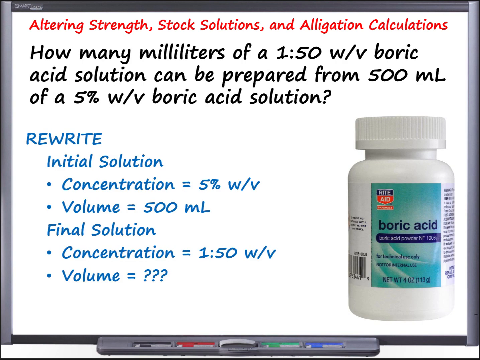All right, this question is somewhat similar, but in this case, we're going to be trying to solve for the amount of water to add. So it's a variation from the type of question we just answered. So let's start with the question. It reads, how many milliliters of a 1 to 50 weight per volume boric acid solution can be prepared from a 500 milliliter volume of a 5% weight per volume boric acid solution?